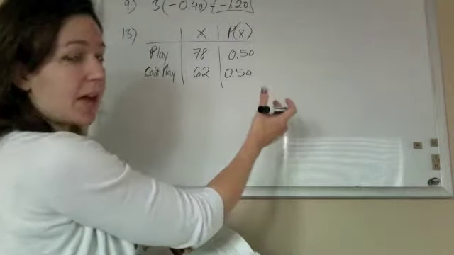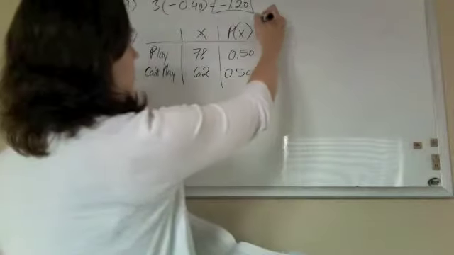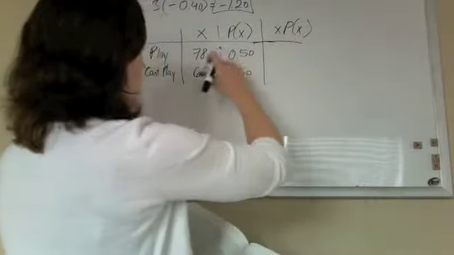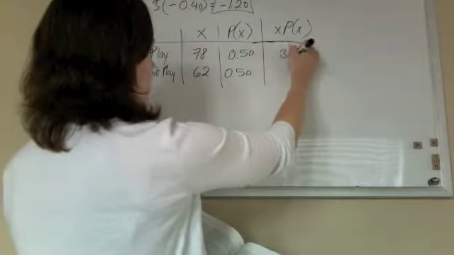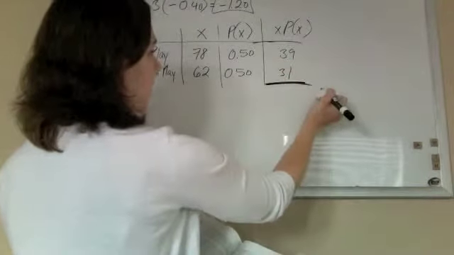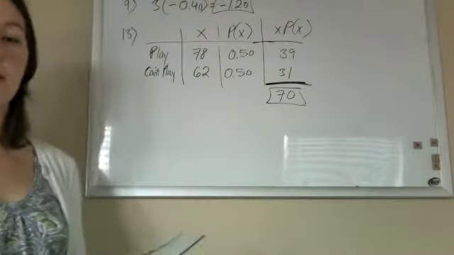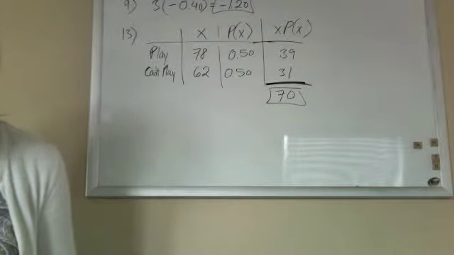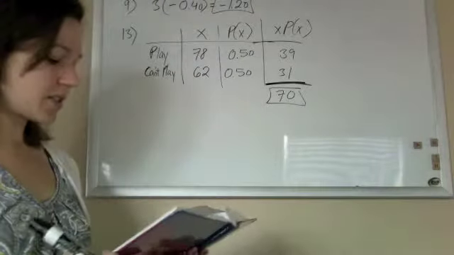And to get your expected value, you're just multiplying these 2 together and adding them up. So x times P of x: 78 times 0.50 is 39. 62 times 0.50 is 31. Add those together, you get 70. And that should be your expected value. Let me just check it in the back. Yeah, looking good. So that's 13.